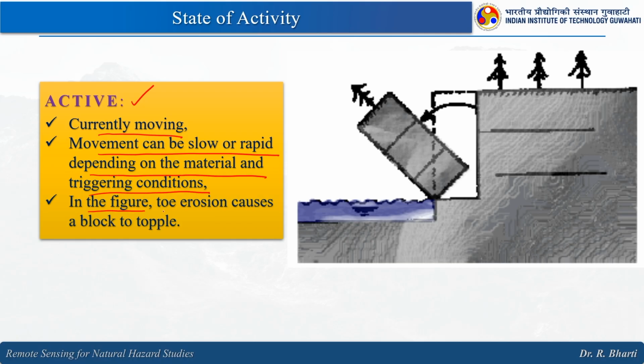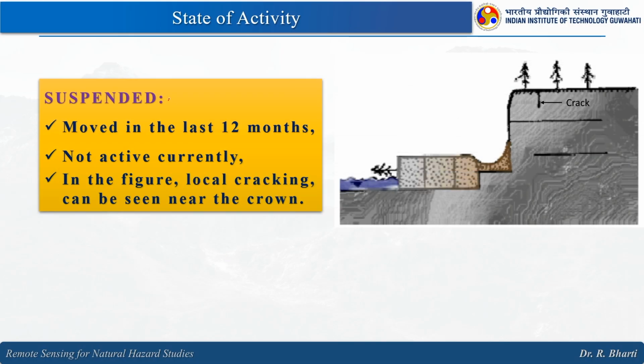In the figure, toe erosion causes a block to topple. Basically, there was erosion which caused this particular block to topple. Then comes the suspended, which moved in the last 12 months and here it is suspended. You can see some amount of deposition is taking place, not active currently. In the figure, local cracking can be seen near the crown. So, here you can see some cracking.